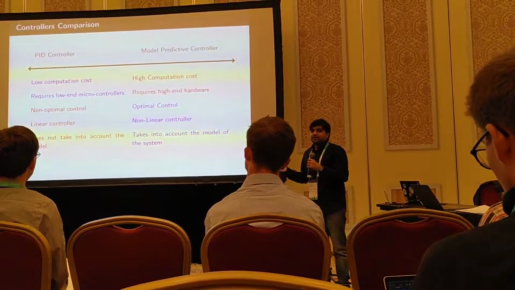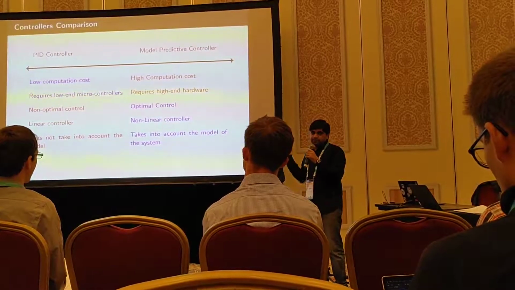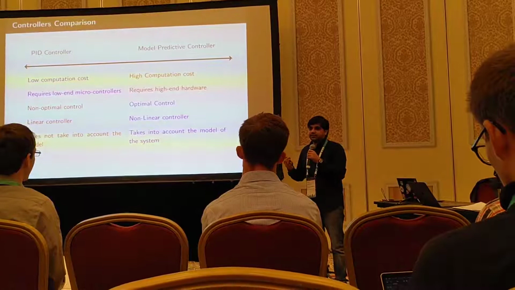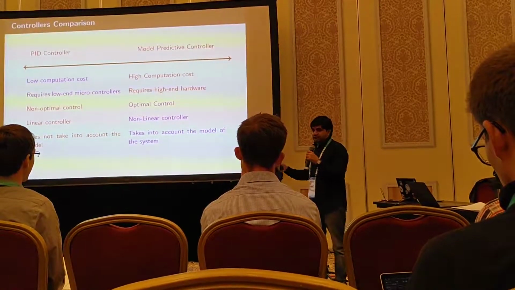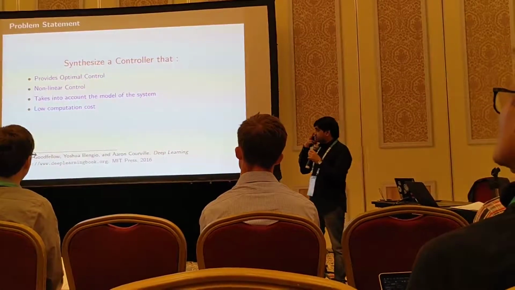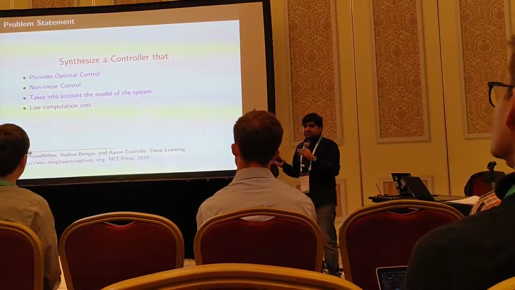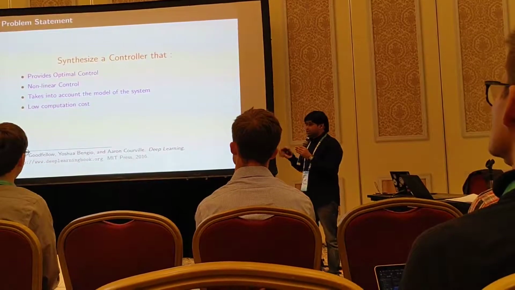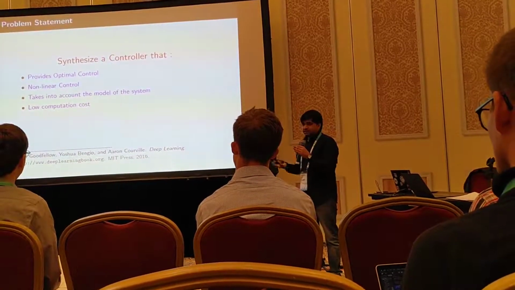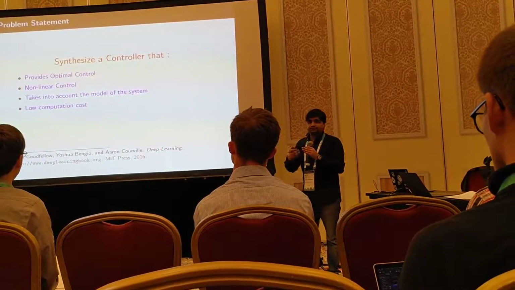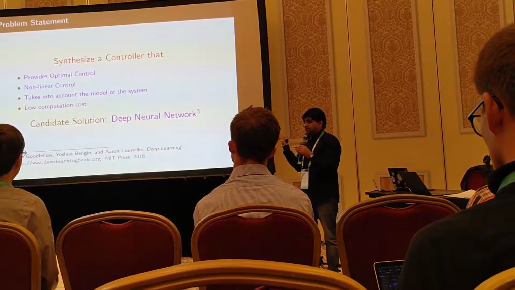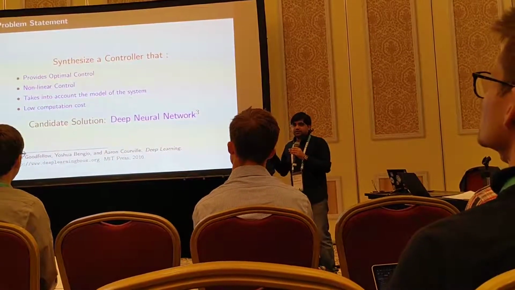The good thing with MPC is that it takes into account the model of the system, so it is quite optimal. But PID gains are generally obtained by tuning, so you cannot say that they are an optimization-based controller. So we need a controller that can take the best of both worlds, that has low computational cost, that takes into account the model of the system, and that can take the non-linearity into account. So we came up with deep neural networks as the best candidates.